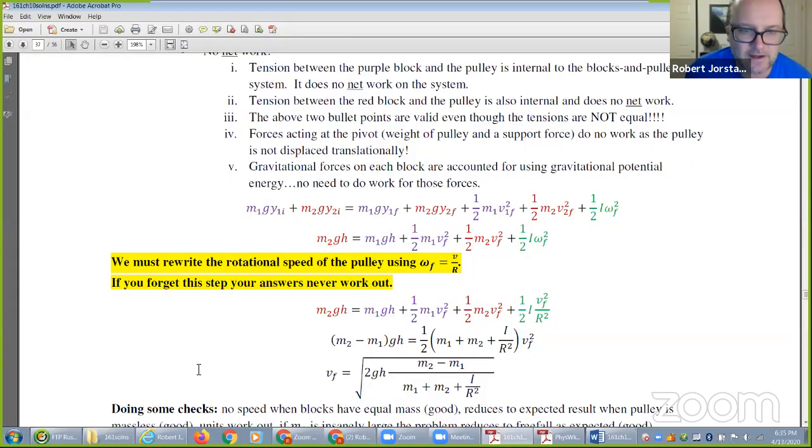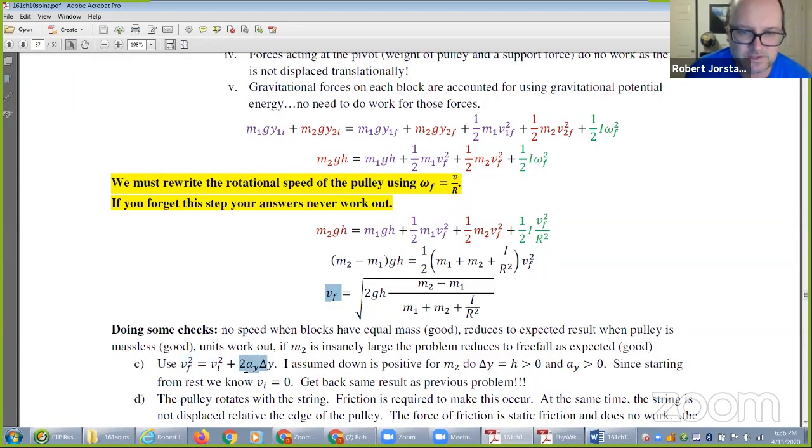I could do V final squared equals V initial squared plus 2A delta Y. Well, in this case, I know V initial is 0, started from rest. I know V final is this ugly equation. I know the change in height of a block is going to be h, right? And so I could get the acceleration of this thing. Piece of cake.